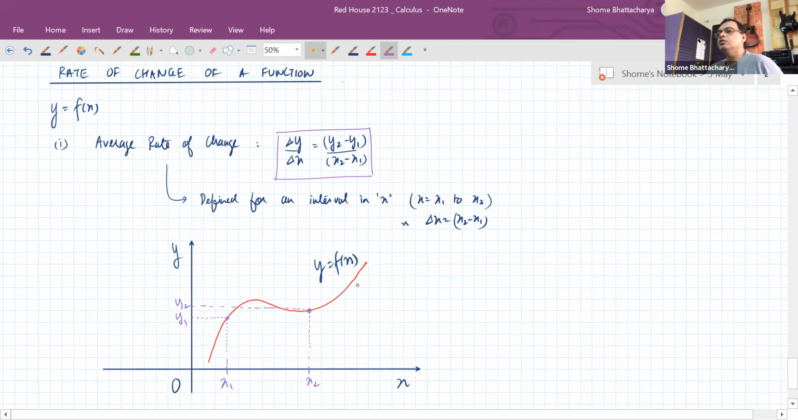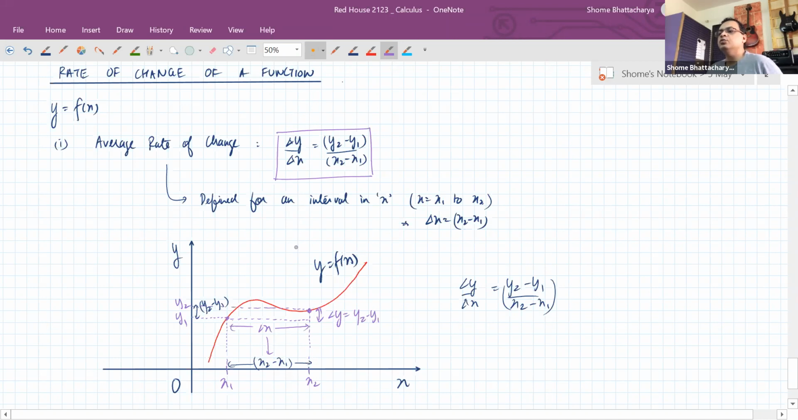Now look at this equation that I'm trying to solve: the average rate of change between x1 and x2 is (y2 minus y1) upon (x2 minus x1). You can see in this graph that this distance over here is x2 minus x1, and this distance over here is y2 minus y1. If I just extend this line here, this is delta y, and this is delta x, which is equal to x2 minus x1.